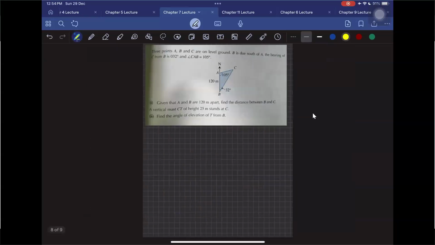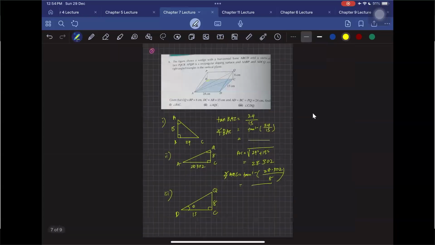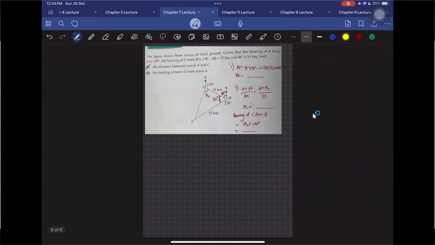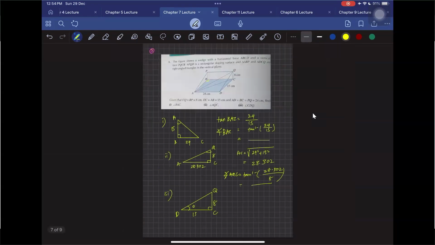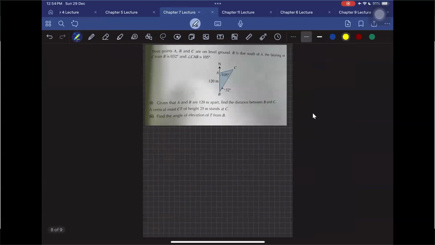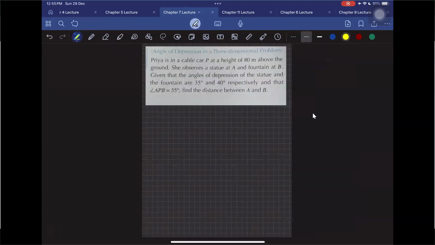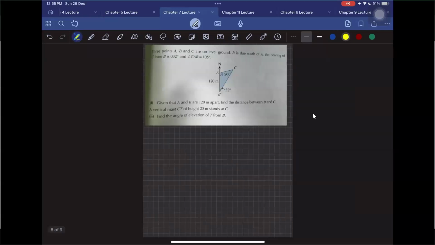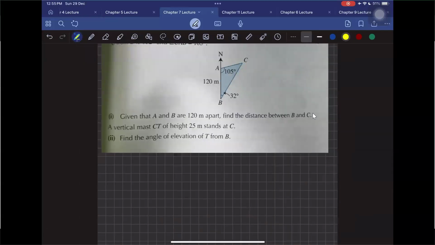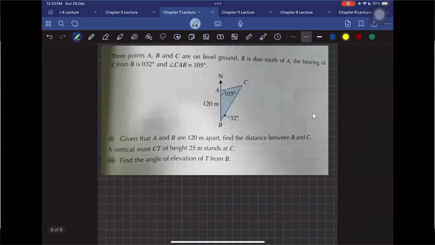Okay, so this is your introduction to three-dimensional questions. The only difference is that previously it was all 2D, all flat, but now it's pointing out. So try to imagine it as a figure. Okay, so now let's look at two more questions. Again, pause the video and try it out yourself before I start going through.